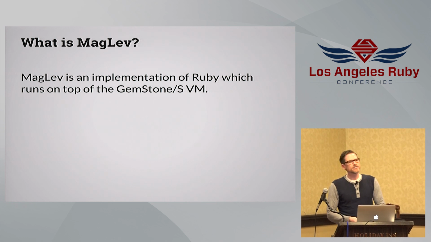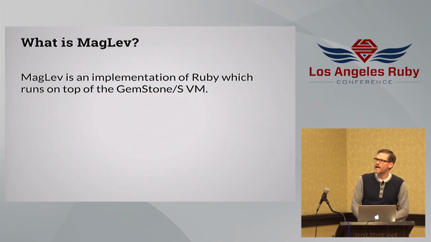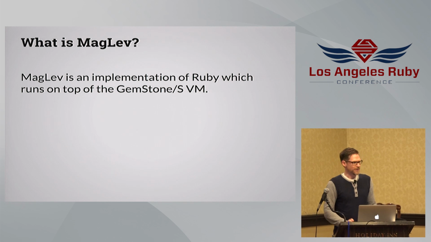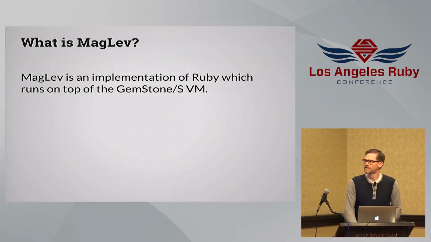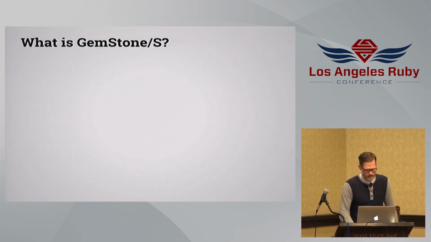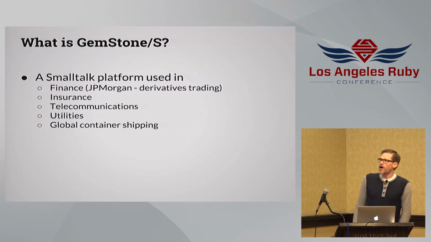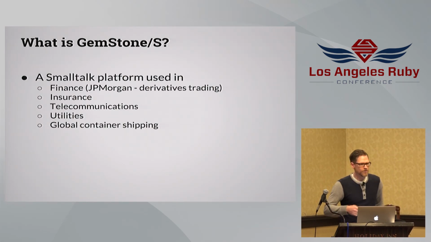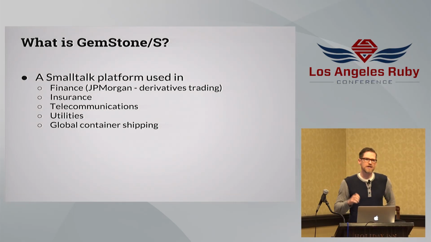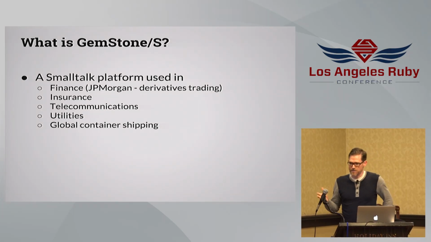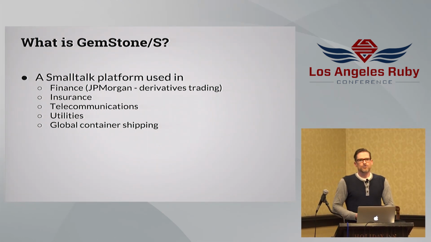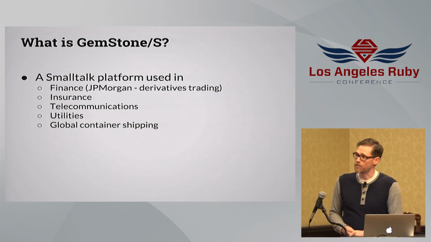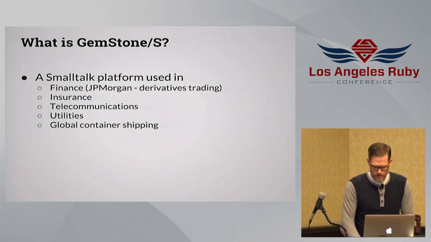It is an implementation of Ruby that runs on top of the GemStone S VM, which for most people doesn't mean much. So what is GemStone S? GemStone S is a Smalltalk platform that is currently being used. One of their big customers that has been around for quite a while is JP Morgan, that uses GemStone to do their derivatives trading. So it's a platform that can scale, deal with huge data sets, and operate on them really quick. It's used in some of these other areas as well.